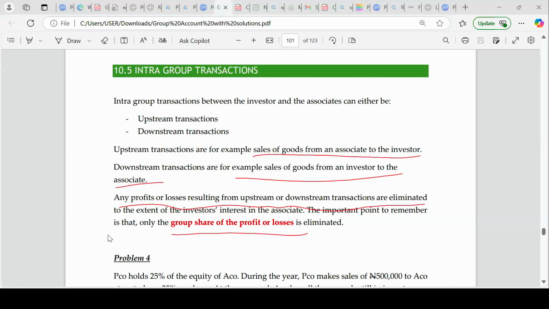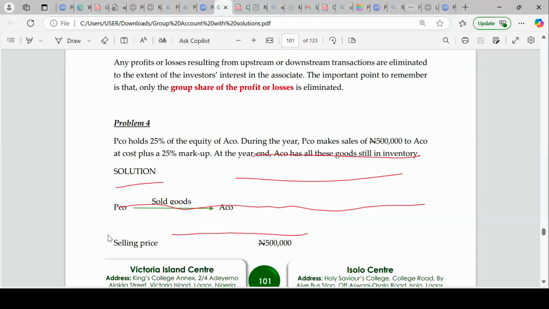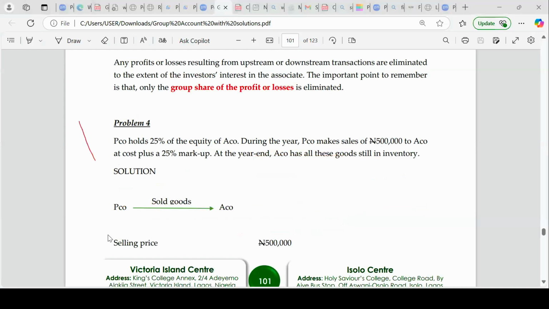All right, let's see the example that we have here, problem 4. For problem 4, we were told that PICO owns 25% of the equity of ACO. During the year, PICO sells 500,000 naira worth of goods to ACO at a cost plus 25% markup. At the end of the year, ACO has all these goods still in inventory. Like we have said, if we still have any item of inventory from a transaction between them still in the books, what do you do?